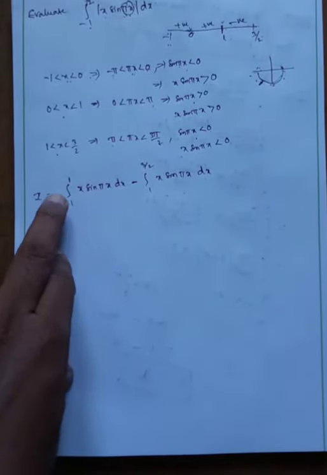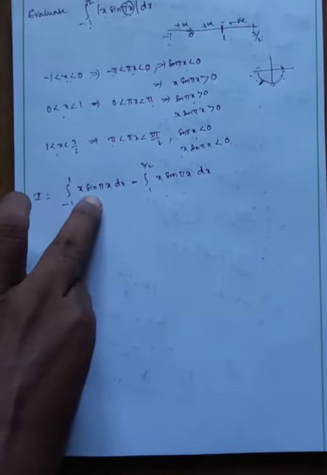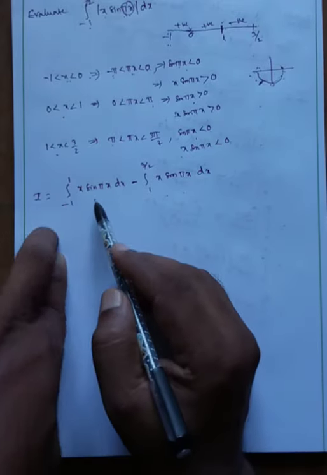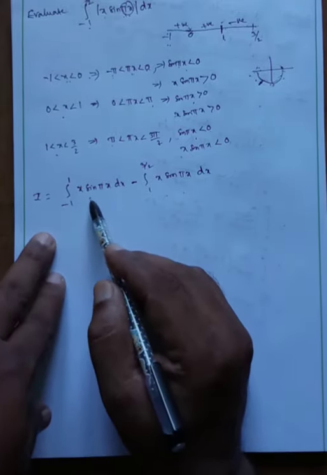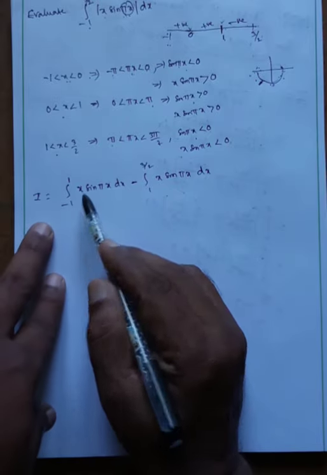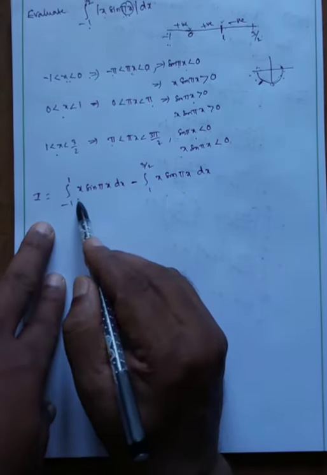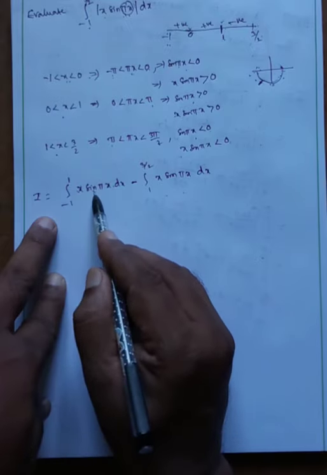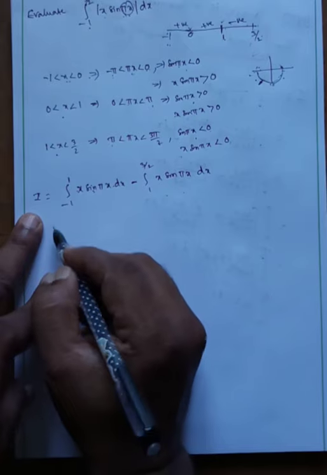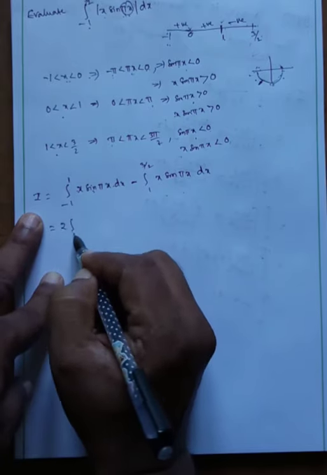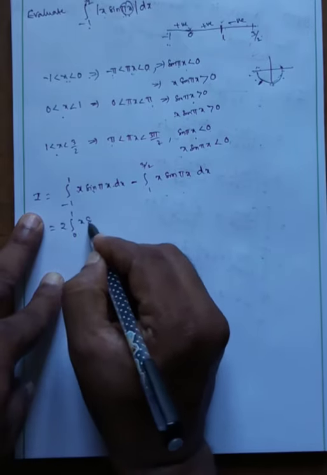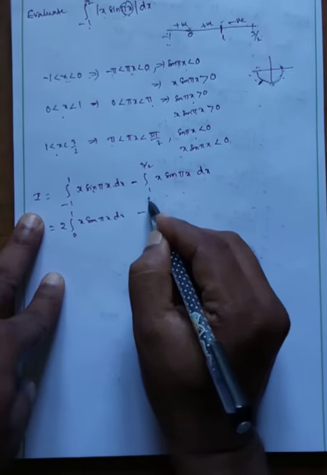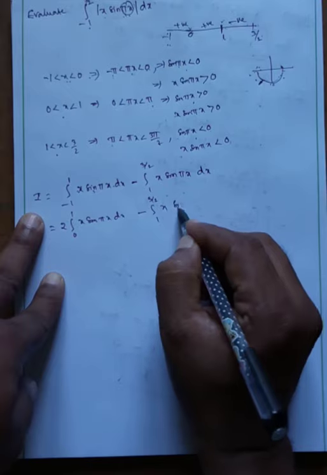Here observe that the limits are minus 1 to 1, so check whether it is an even or odd function. For an odd function the answer is 0. Suppose f of x is equal to x into sin pi x. For minus x, sin of minus theta gives minus, and minus times minus means plus. This is an even function. For an even function we write 2 into the integral from 0 to 1 of x into sin pi x, minus the integral from 1 to 3 by 2 of x into sin pi x dx.